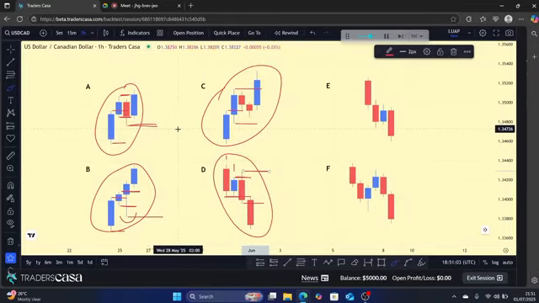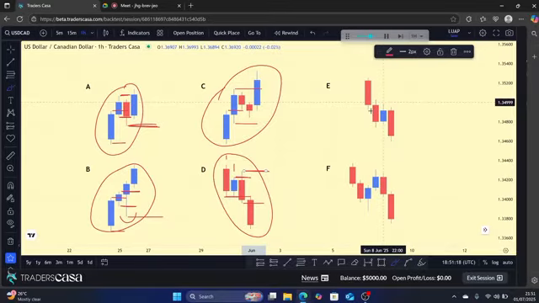Alright, you have noticed that in a bullish scenario, I'm showcasing the low of the valid pullback, the lowest point of that pullback, while in a bearish scenario, I'm showcasing the highest point of that pullback. Alright, and to scenario E.